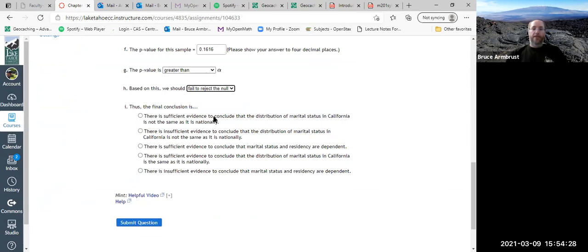So there is sufficient evidence to conclude that the distribution in California is not the same as is nationally. Nope, that's not true. There is insufficient evidence to conclude that the distribution of marital status in California is not the same as it is nationally. There's sufficient evidence to conclude that the marital status and residency are dependent. No, we're not testing dependence. Sufficient evidence to conclude that the distribution of marital status in California is the same as it is nationally. That's close, but that's not quite right.